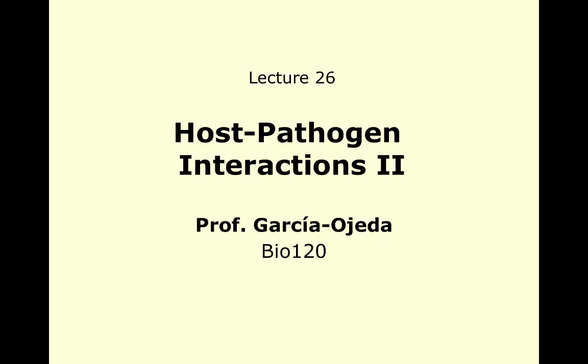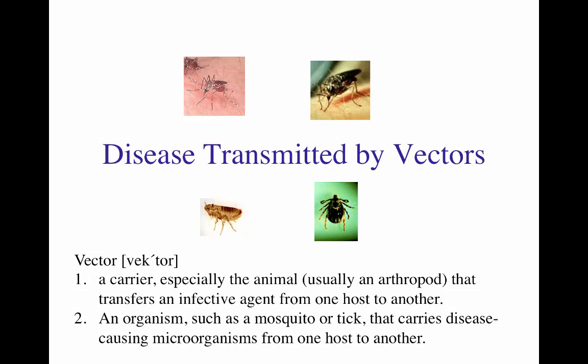Welcome to the next lecture in Bio 120. Today we're going to be having a look at how hosts and pathogens interact, in particular in relationship to vectors. So we're going to be looking at diseases that are transmitted by vectors, and vectors are defined as a carrier, usually an arthropod, either a fly, a flea, a tick, or a mosquito, that is able to transfer an infectious agent from one host into another.